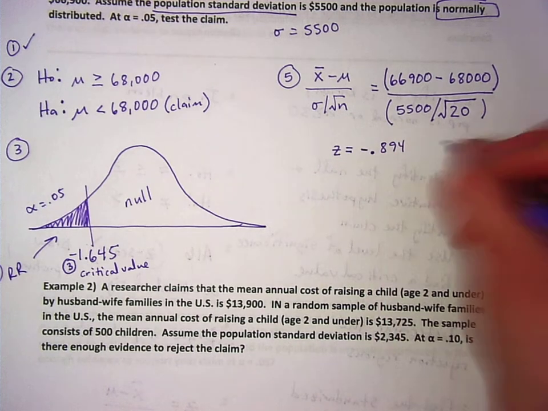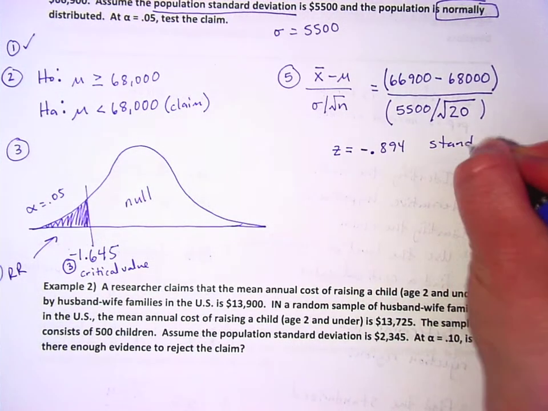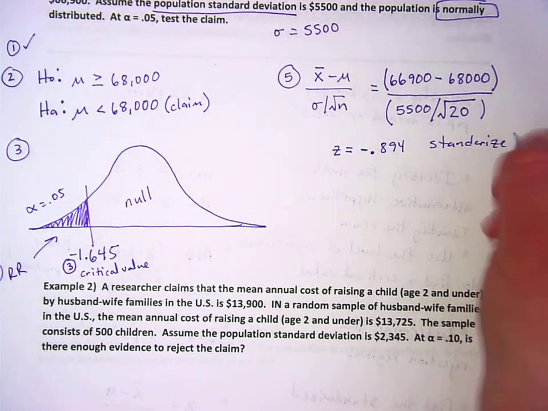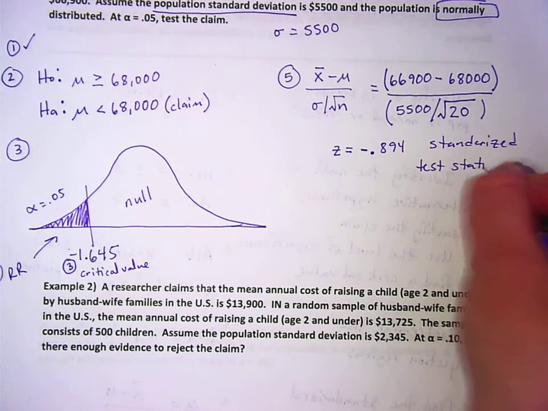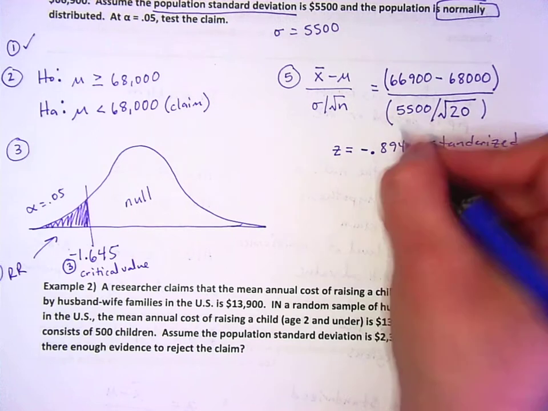I'm going to write standardized. You don't have to label it every time. I'm just realizing that you don't know any of the vocabulary, right? So this is called the standardized test statistic right here.